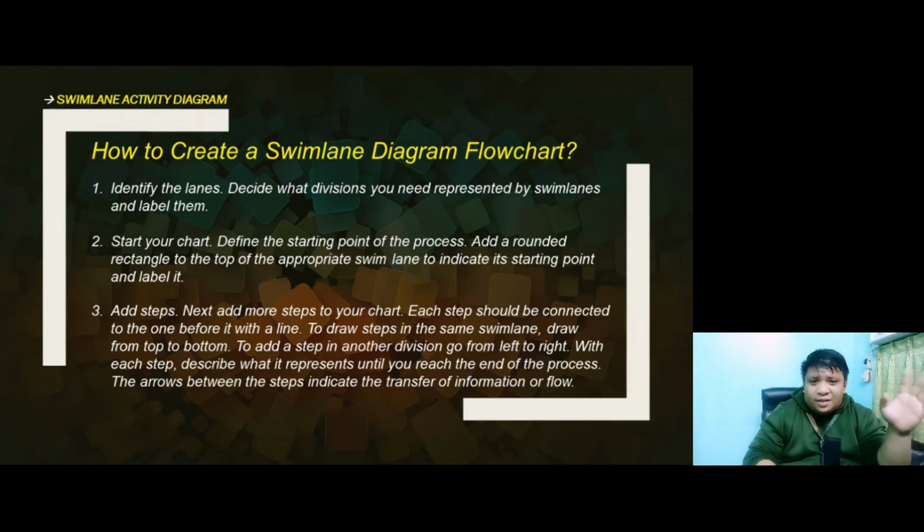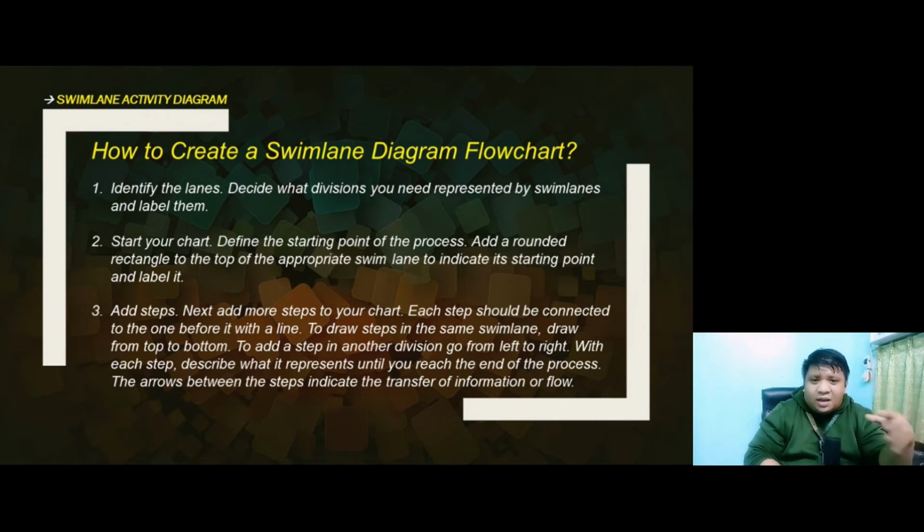So start your chart. Define the starting point of the process. So asa dapit magsugod ang proseso. So you need to decide kung asa dapit magsugod. And add a rounded rectangle to the top of the appropriate swim lane to indicate the starting point and label it. So mura siya basic na flowchart. So rounded lang, mga rectangle ang gigamit niya.